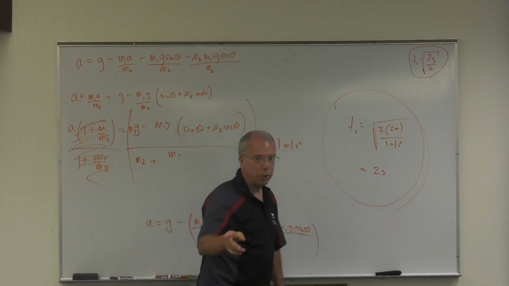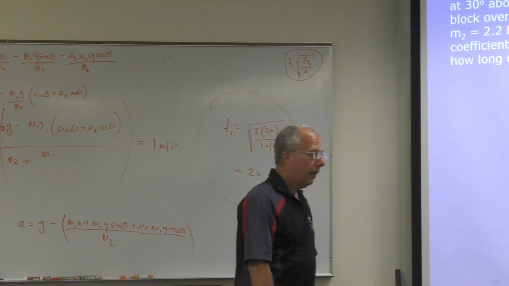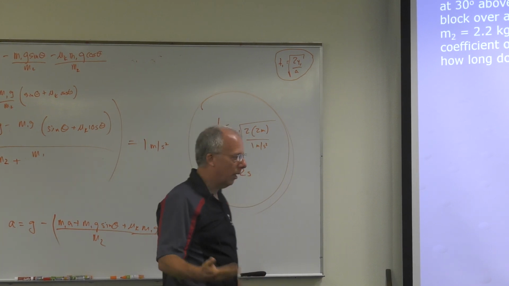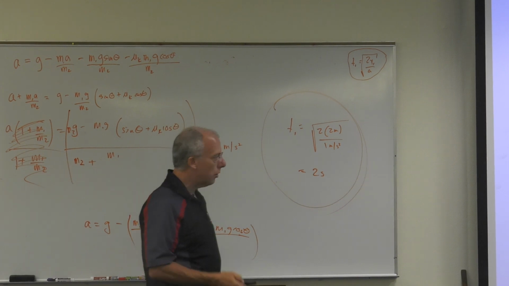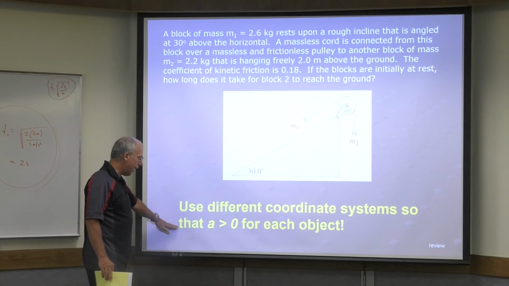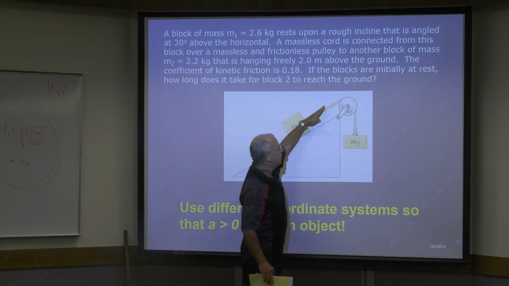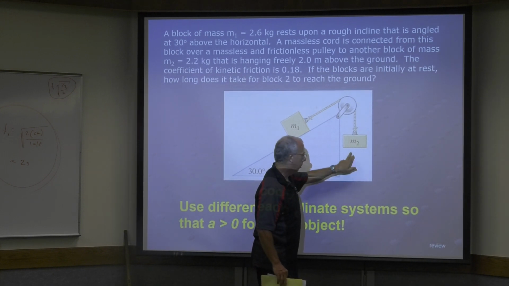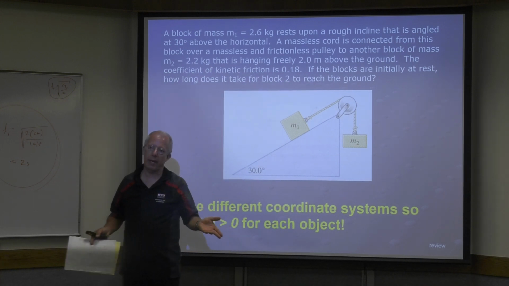All right, so there you go. I told you that there's going to be a lot of algebra in these problems. They're going to be long. The physics isn't all that hard, but there's a lot of algebra. But in my opinion, the easiest way to do this is, again, use different coordinate systems so that A is positive for each object. So this is a tilted Randy Knight coordinate system, and this is a non-Randy Knight coordinate system, right? This is plus, minus. But it's just easier because the A's are the same.